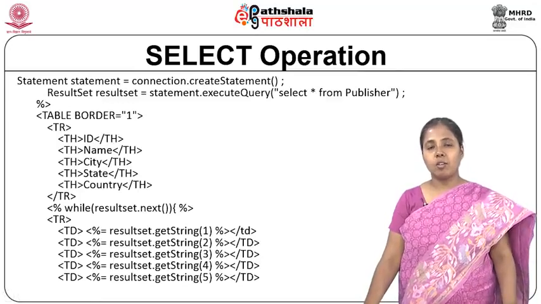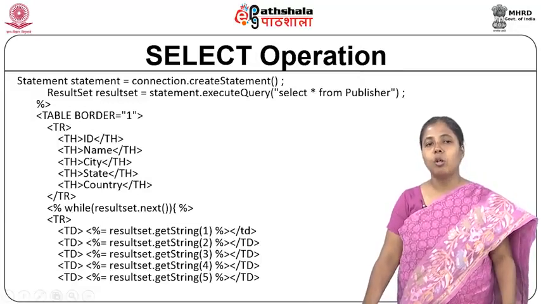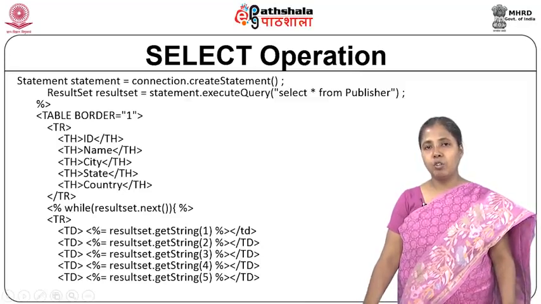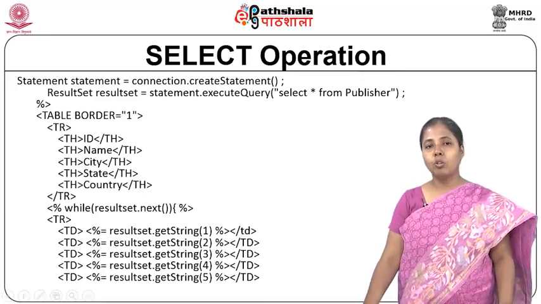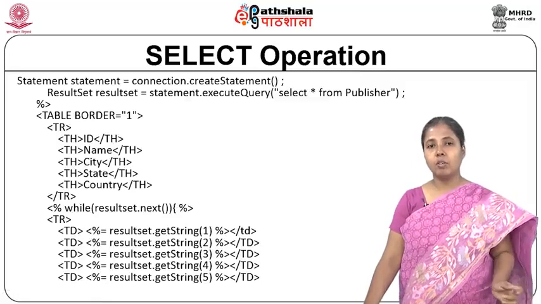Before processing the result set, the records that are retrieved have to be shown in the form of a table. So you can start writing your HTML code with the table creation. Your HTML table is created with the table tag. Then you open a new row using the tr tag, and you have given 5 columns like ID, name, city, state and then country. All these are heading tags. So the first row contains the column headings.